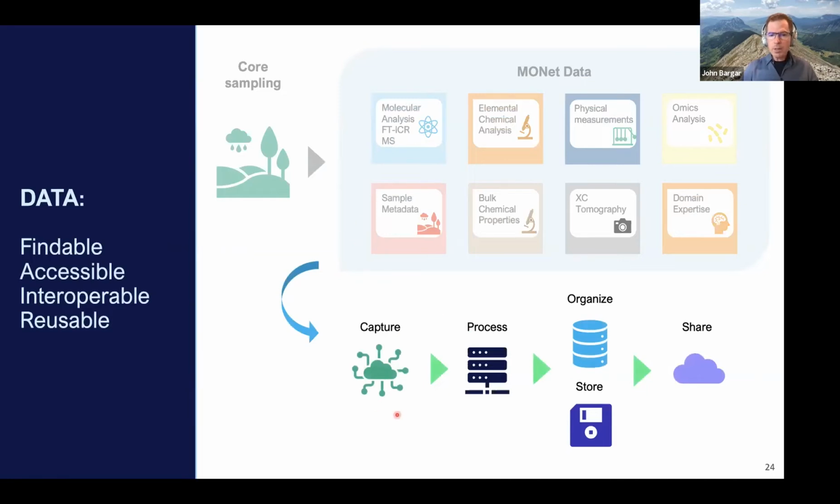The other thing is it's very important for the data to be so-called fully democratized, to be available to everybody who would want to use it, which means it needs to be FAIR. So it needs to be findable, accessible, interoperable, and reusable. And the point that I just want to make is that all the activities that are going on so-called in the background as we build up this database, capturing, processing, organizing, storing, and sharing, they're all designed from the ground up to provide this FAIR capability.